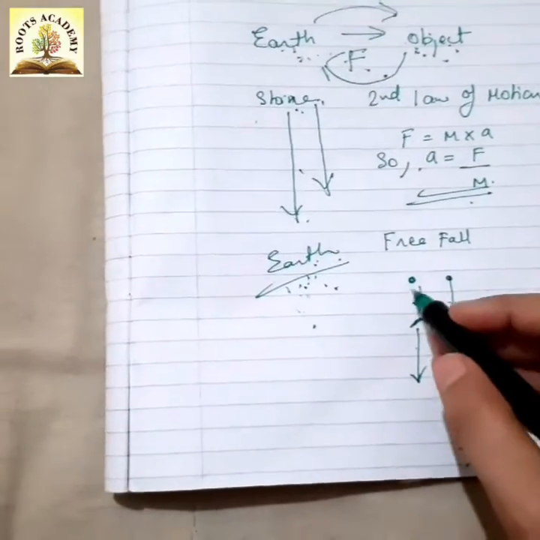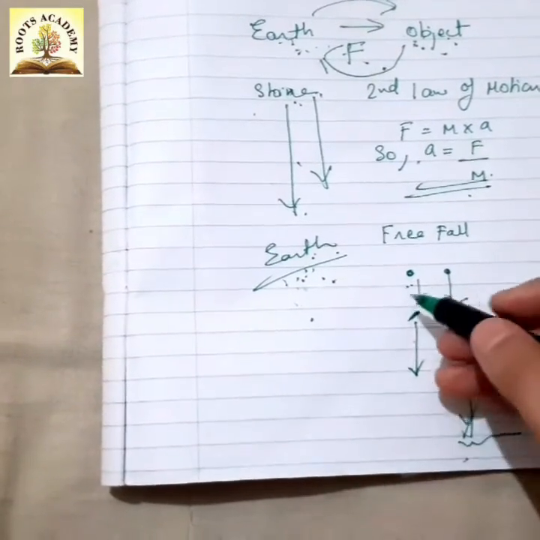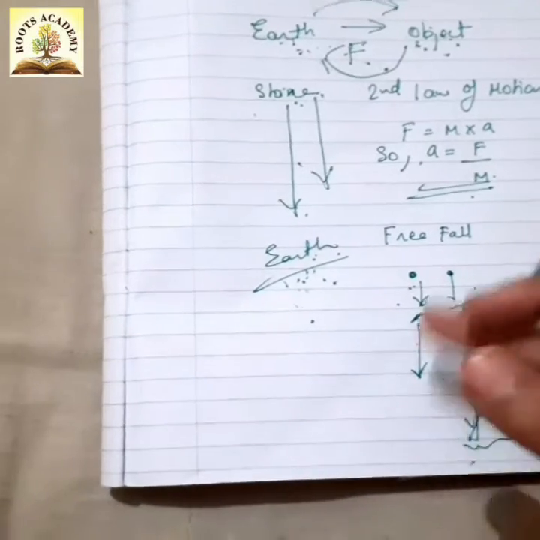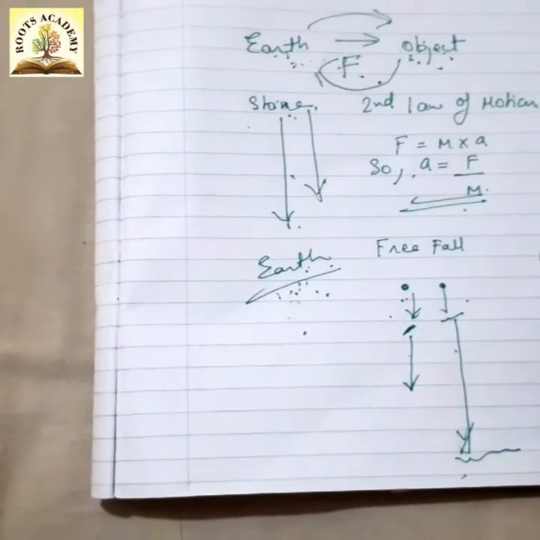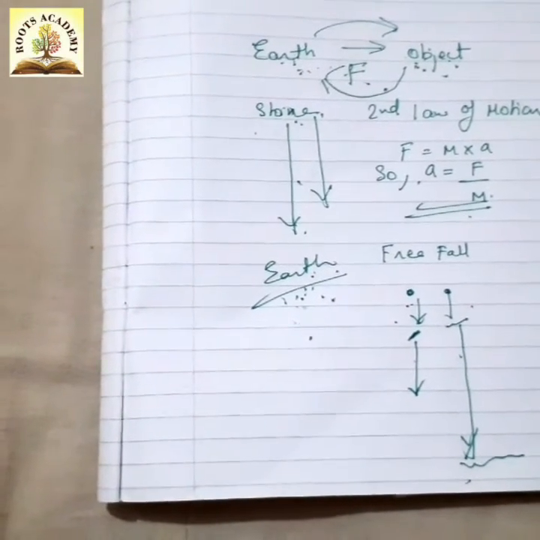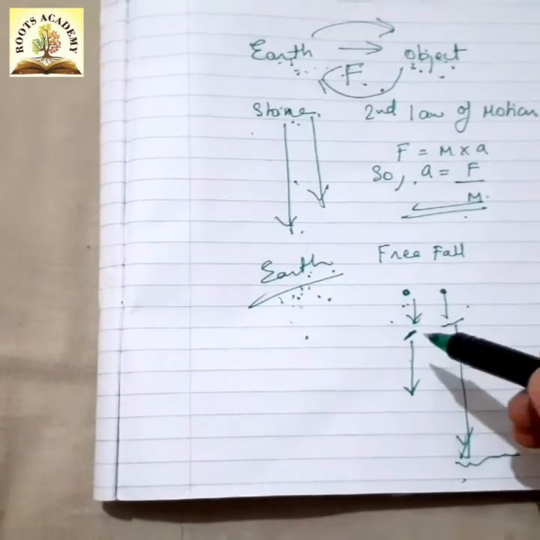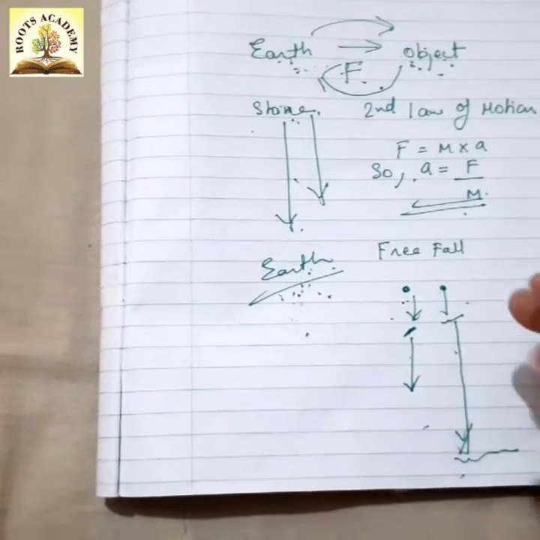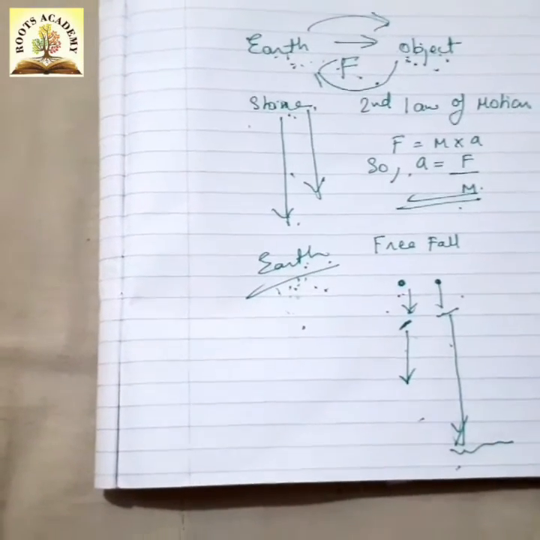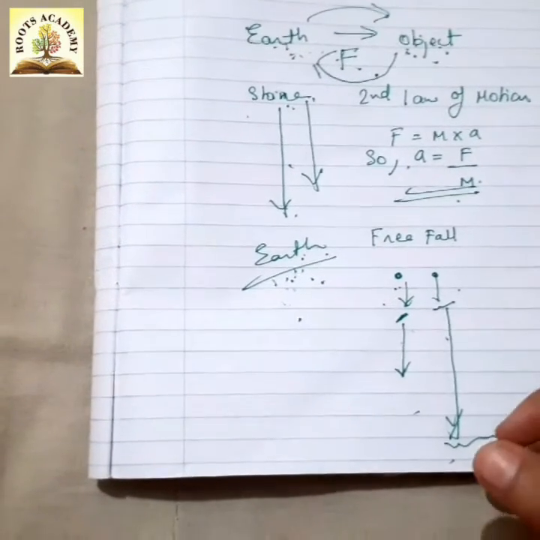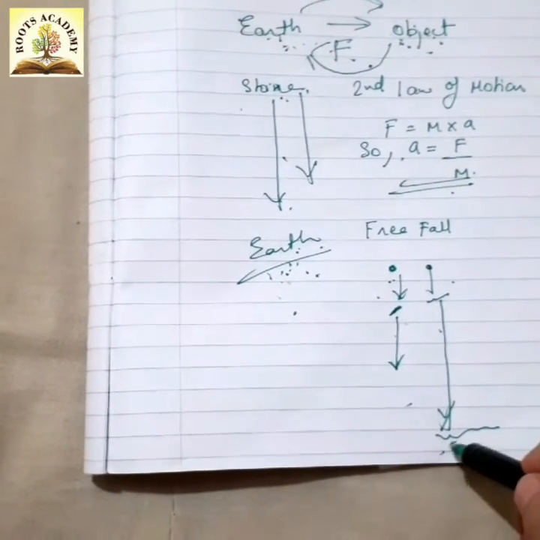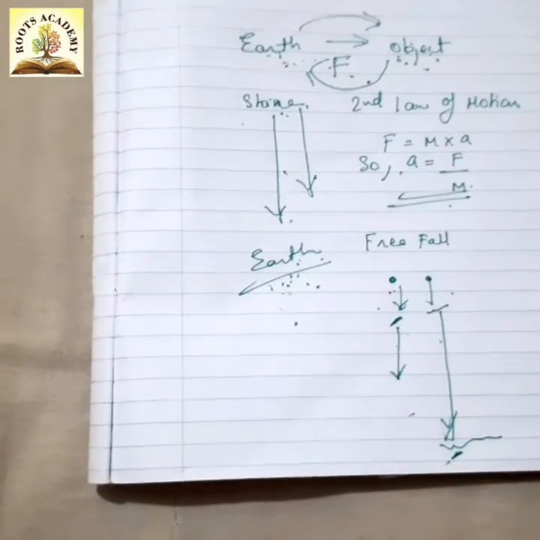When a feather and a coin were dropped from the same height at the same time, what happened? We found that the feather reaches the ground at a very slow rate, whereas the coin, as it was heavier, reaches the ground at a faster rate.